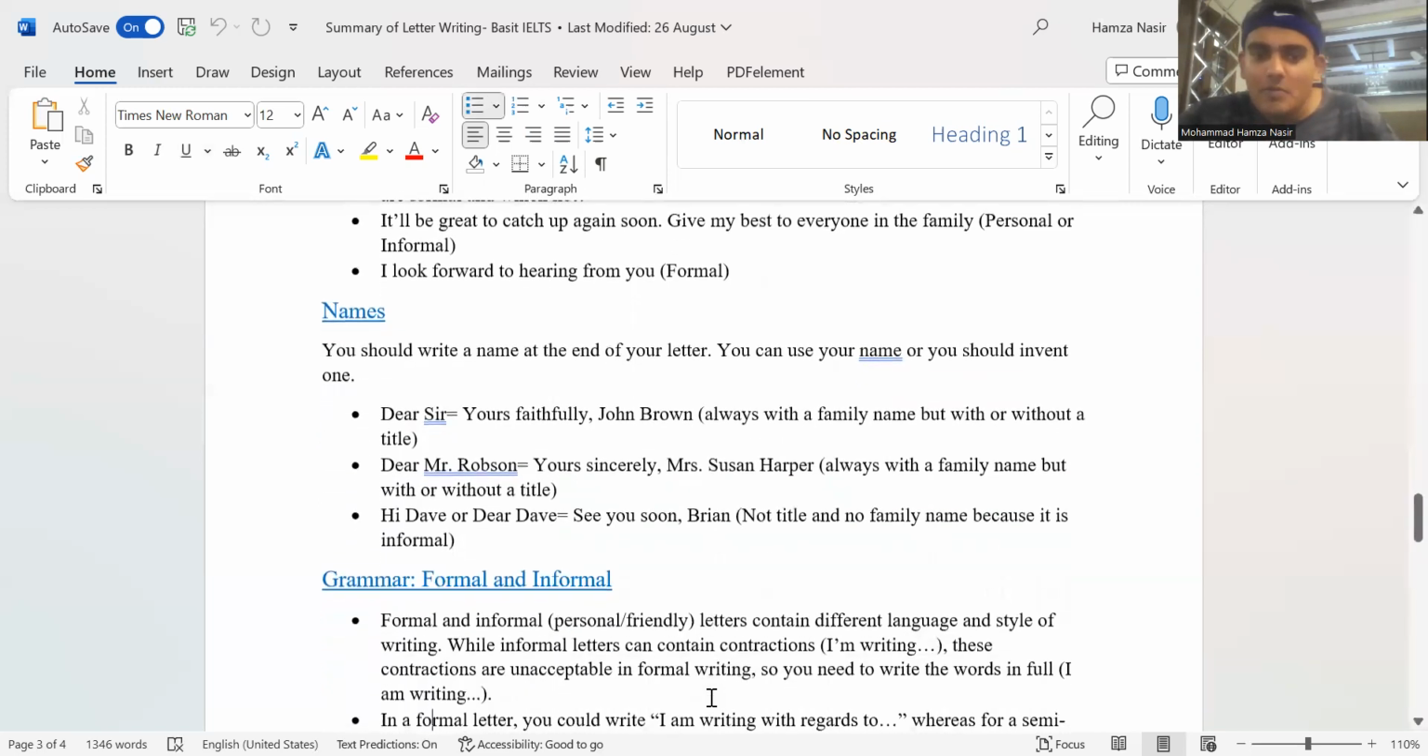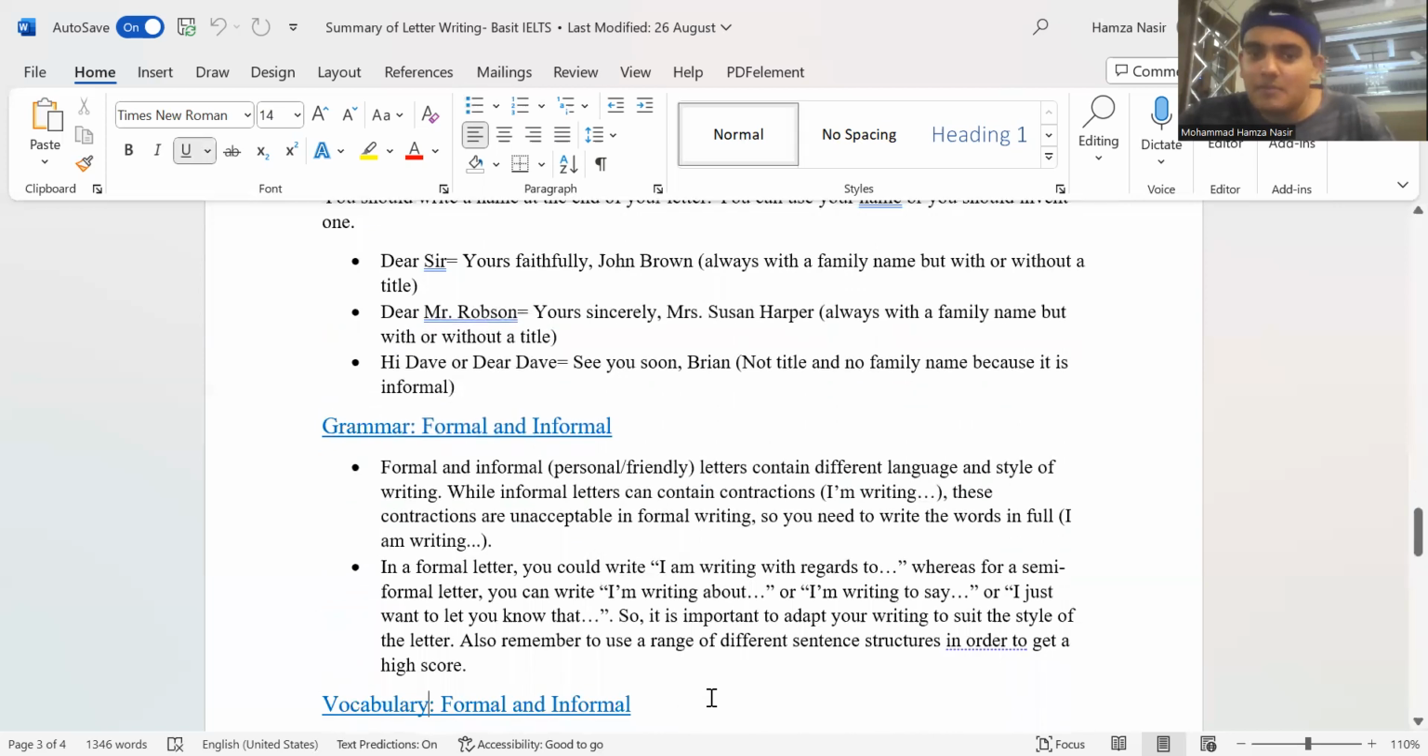All righty. Now, next up, let's be aware of some things in regards to our grammar. Let's talk about formal as well as informal grammar that we have to factor into consideration, right? Formal and informal letters contain different language styles. Obviously, that's a no-brainer. While informal letters can contain contractions like I'm writing, my name's Mohammad, these are all contractions that involve the apostrophe.